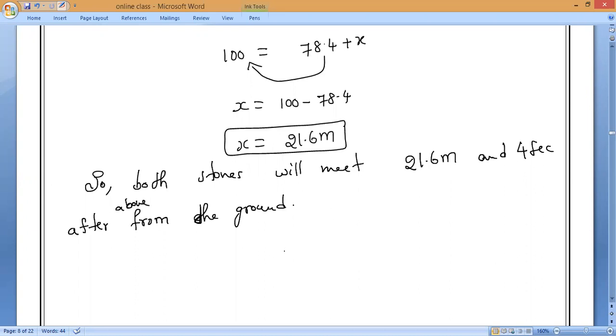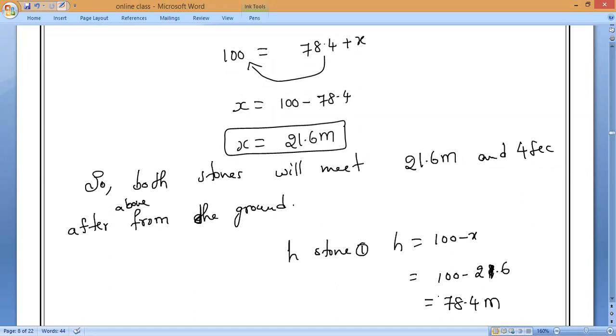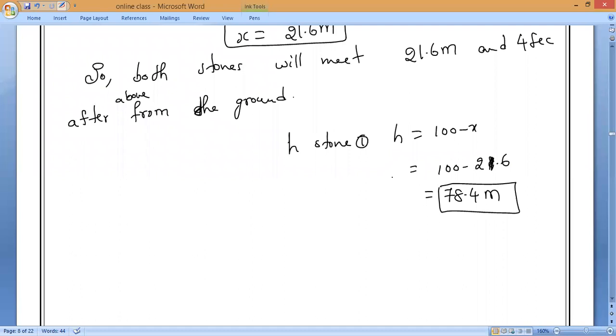Because what is the remaining? The height of stone 1. Height of stone 1, what will come, guys? 78.4. Yes. So h is equal to 100 minus x, which is equal to 100 minus 21.6. Already we know. So what is the answer? 78.4 meters. That is what it is. But if you write this as the answer, then we can say the bodies are meeting 78.4 meters from the top. Are you clear about the difference between the answers? From the top you should mention. So that is what you have to do.